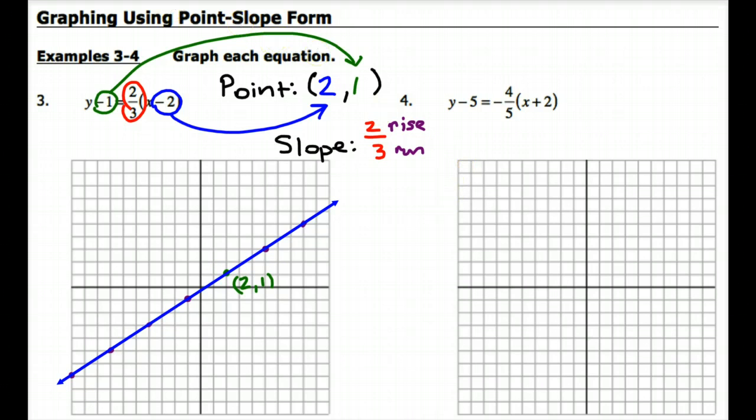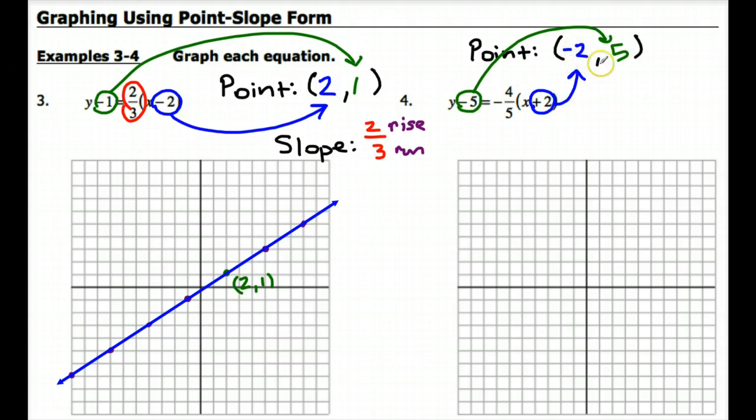Okay, for number 4 here, we have y minus 5 equals -4/5 times the quantity x plus 2. So the first thing I'm going to do is identify the point that this line is going through. We're going to take the opposite of this x value we see. We see an x plus 2, so that means we have a negative 2 for our x coordinate. And then we take the opposite of this y that we see. We have a negative 5 here, so that means our y coordinate is going to be a positive 5.